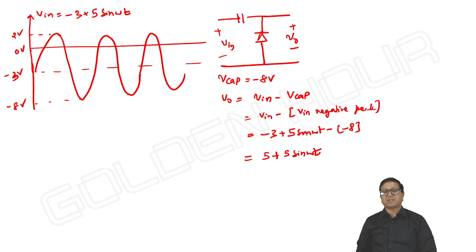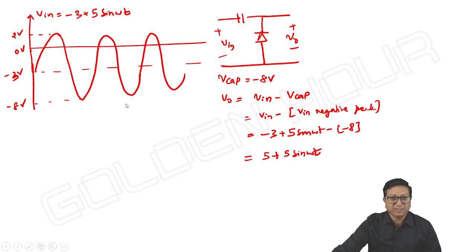Unbiased clamper means negative clamper, the output is minus 5 plus 5 sine omega t. In positive clamper, the output is 5 plus 5 sine omega t. Very simple. The output wave shape does not change. Okay. This is what we can take.